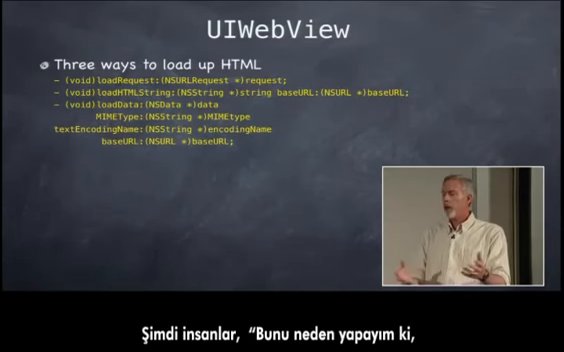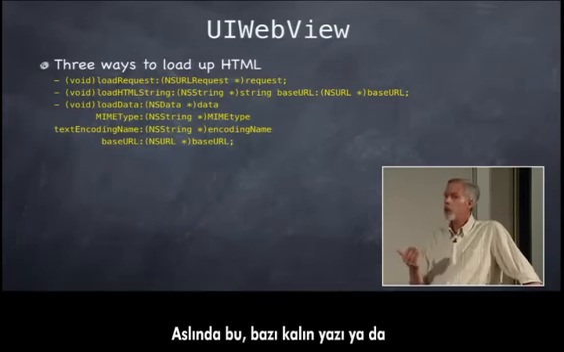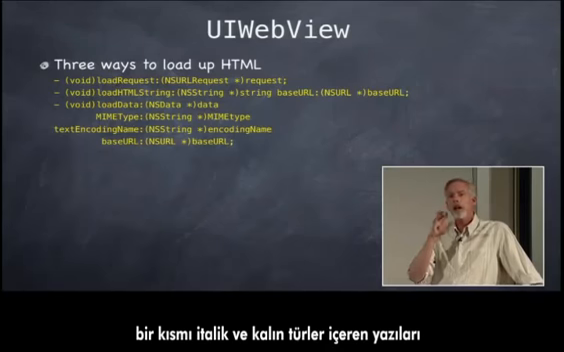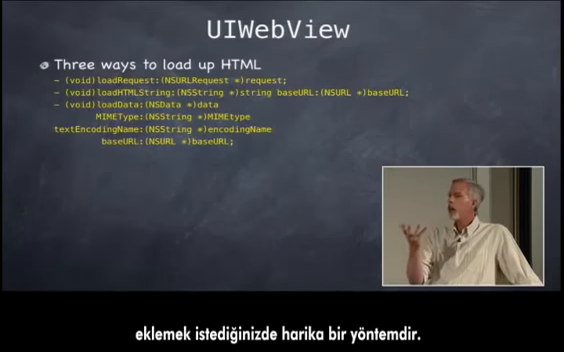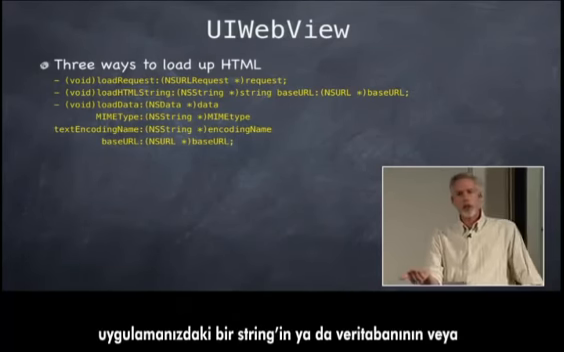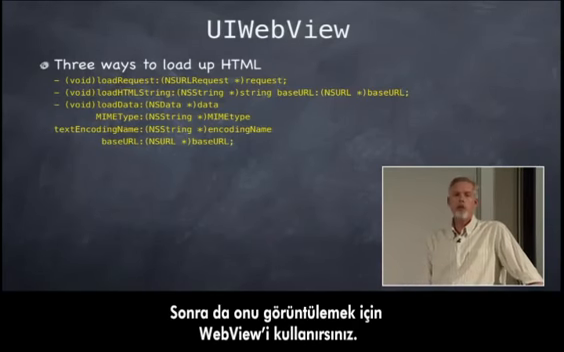Now, people want to say, why would I ever do that? Provide an NSString with the HTML in there. Well, actually, it's kind of a cool way if you want to put some bold text, some kind of short piece of text that has italics and bold and formatting in there. Do it all in some HTML editor, capture it, put it in a string as a constant string maybe, or in a database or something in your app, and then use a web view to display it.